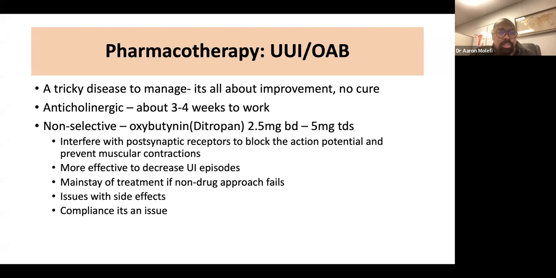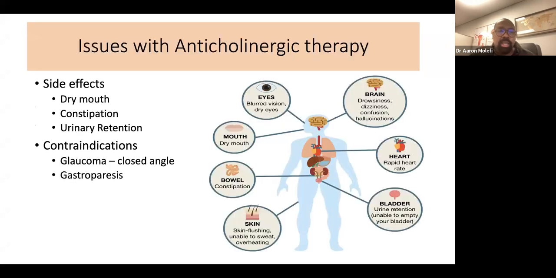What are the issues? The issues are the side effects, and compliance is an issue because the side effects are actually bad. Those patients will have dry mouth, constipation, urinary retention, and usually this will lead to poor compliance and discontinuation of medication. Also, we must have in mind those patients that have closed angle glaucoma, or gastroparesis, or some issues with the gastrointestinal system. So you must be careful when prescribing anticholinergic therapy.